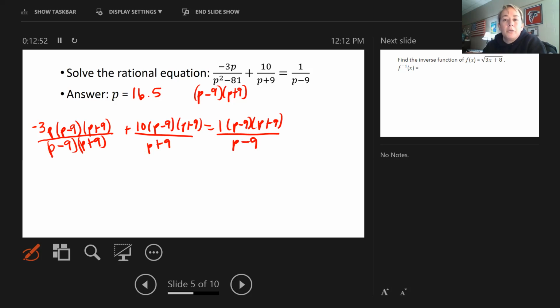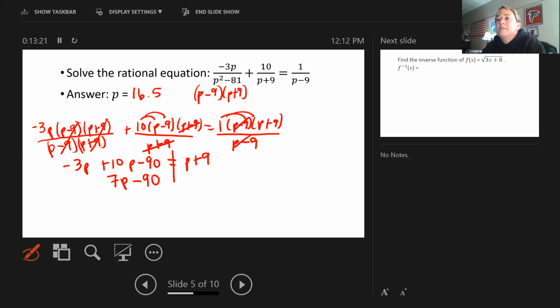Okay, and then we're going to look to see what can cancel. And so when we go here, those cancel, and just leave us with negative 3p. Over here, this cancels, and then I have to distribute. I get plus 10p minus 90 equals, over here these cancel, and I get p plus 9. And then when I do that, I've got to combine like terms. That gives me 7p because they're on the same side. I just do negative 3 plus 10.